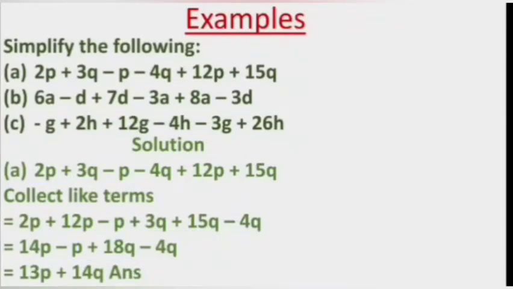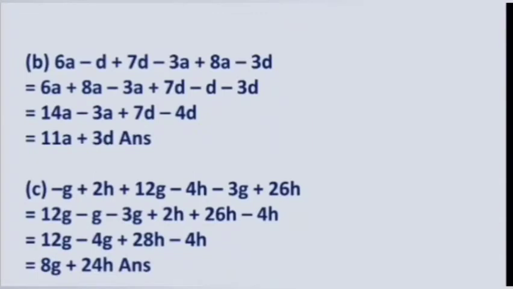Now let's take the second example. I hope you're ready for that. We have B, 6a minus d plus 7d minus 3a plus 18 plus 8a minus 3d.